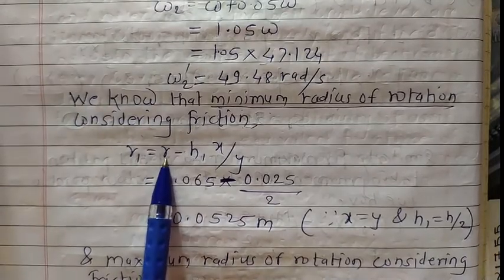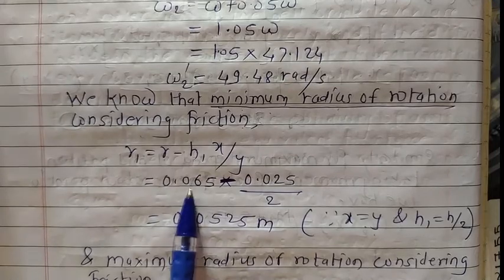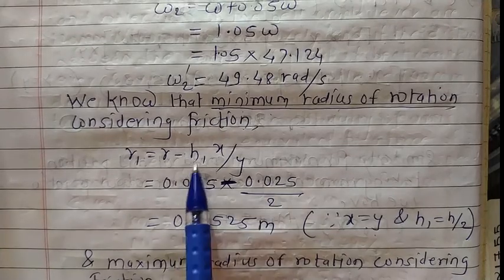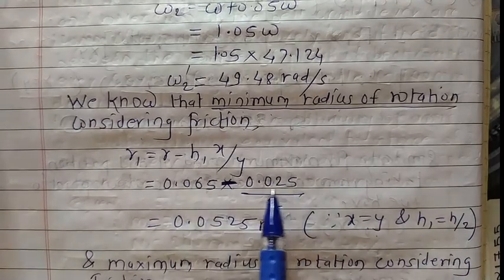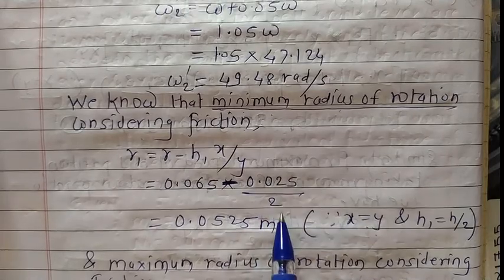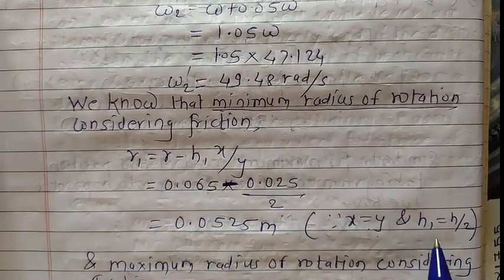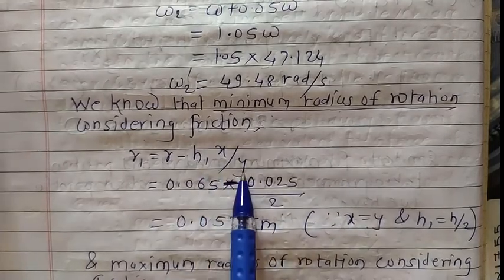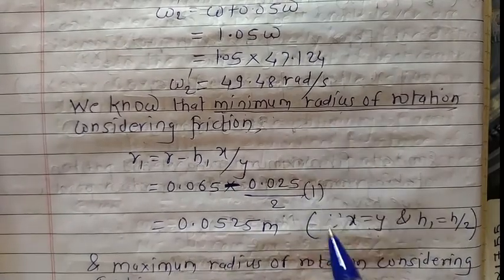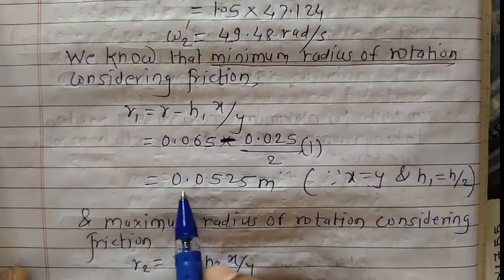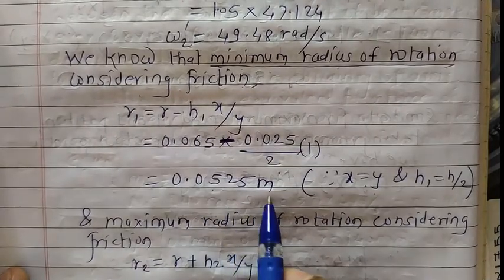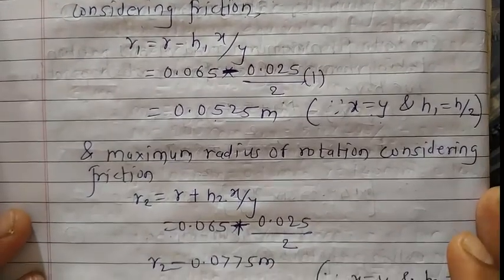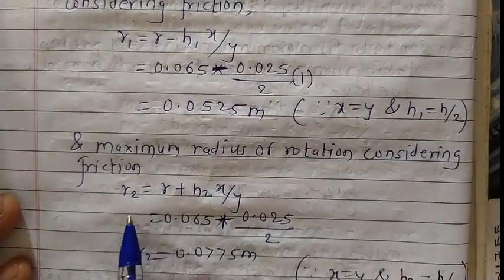Radius of rotation: we substitute here 0.065 minus, and the lift of the sleeve is given as 25 mm, so 0.025 divided by 2, replacing h1 by this term. x divided by y gives 1. Simplify this and you get r1 equals 0.0525 meter.